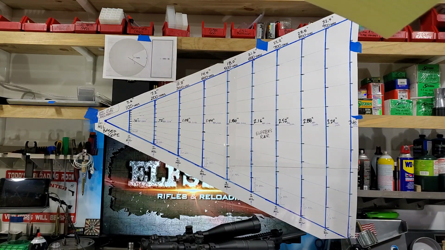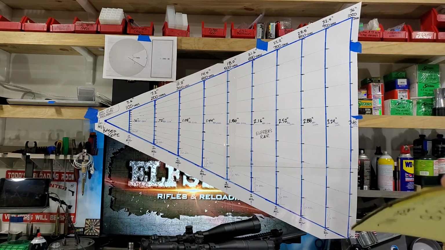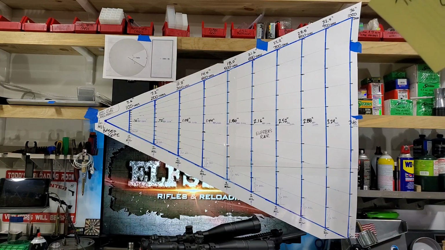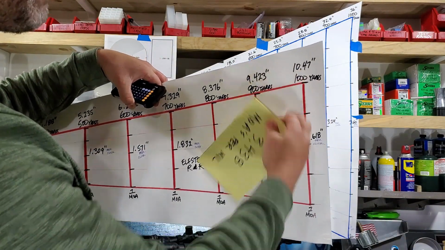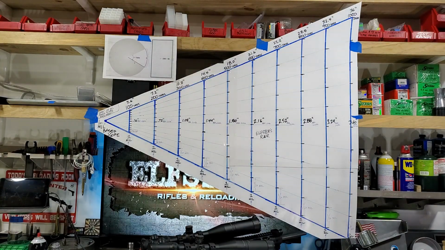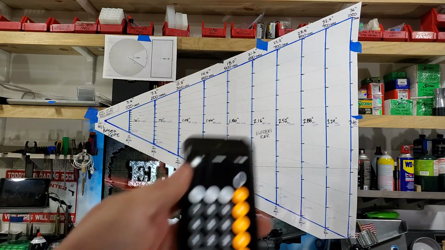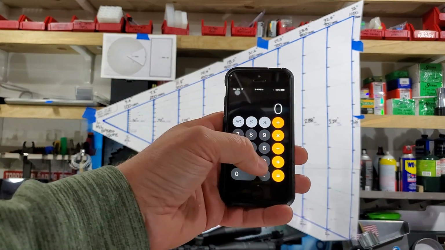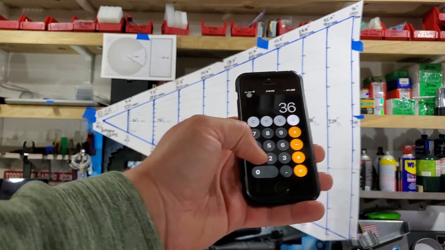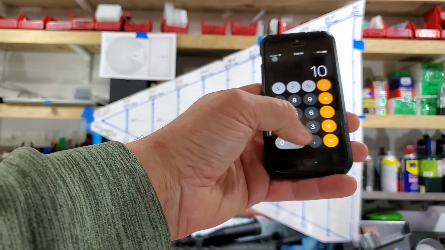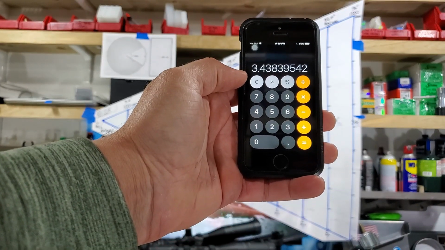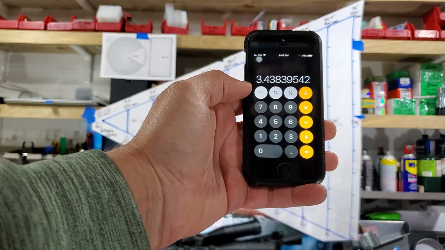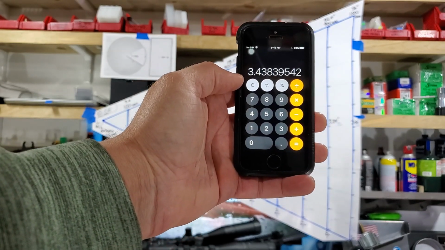So with the mil-based reticle at 1,000 yards, 1 mil of adjustment is 36 inches. Well, remember, with a minute of angle, it's 10.47. Well, all I need to do to convert that is to simply take 36 inches and divide it by 10.47, which comes up to that number, 3.438. And that's how you convert back and forth from minute of angle and mils.